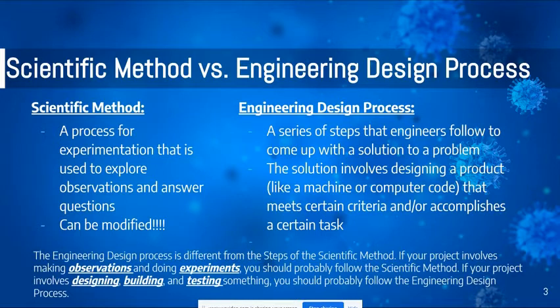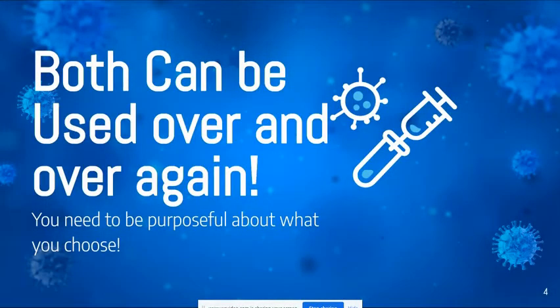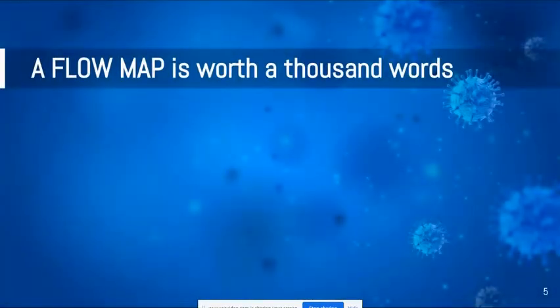Now, the engineering design process is different from the steps of the scientific method because if your project involves making observations and doing experiments, you should probably do the scientific method. If your project involves designing, building, and testing something, then you should probably follow the engineering design process. Both can be used over and over again, but you need to be purposeful about which one that you choose. And you could potentially use both when you're trying to come up with an optimal solution or conclusion.